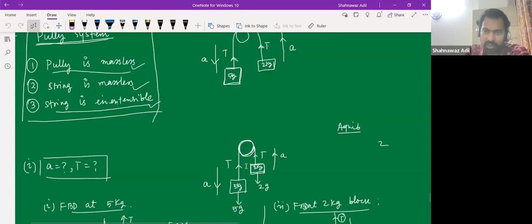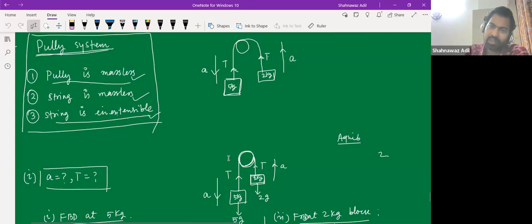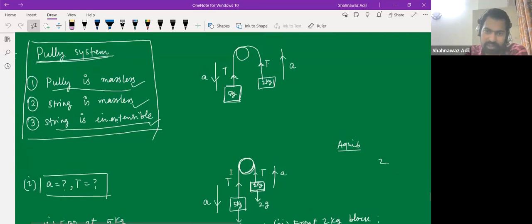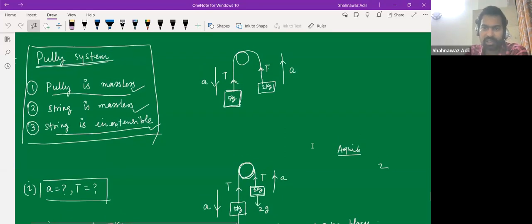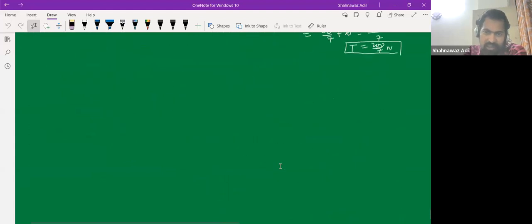Pulley was massless, the string was massless, and they were inextensible. So due to these conditions, we calculated the tension and acceleration on this string. So now let us find out the general scenario.